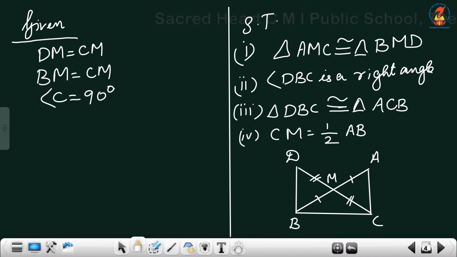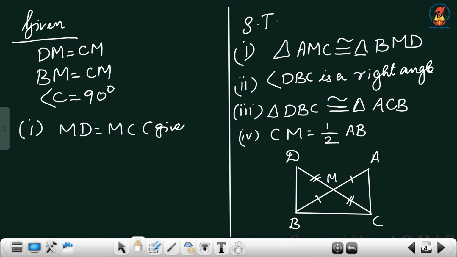So after writing the given, you have to write what to prove one by one. First one is triangle AMC is congruent to triangle BMD. How can you prove that? So already two sides are given, isn't it? So first one, MD is equal to MC is given. Second one, MB is equal to MA is given.